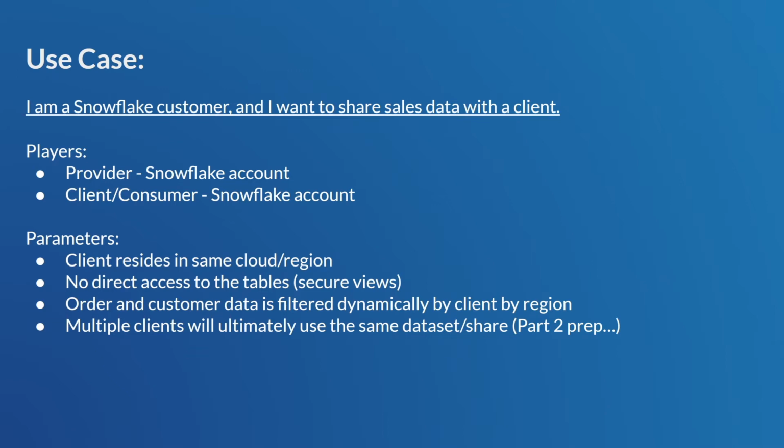Order and customer data is filtered dynamically by client and region. What that means is we're going to build a layer of abstraction that allows us to control the filtering of customer and order data via Snowflake functions. So that'll be pretty fun. And then multiple clients will ultimately use the same data set or share. Spoiler alert, that's part 2 prep. We're going to do the exact same thing for part 2, and you can see how what we're doing now plays into sharing data across cloud providers. So let's jump right into our worksheets.